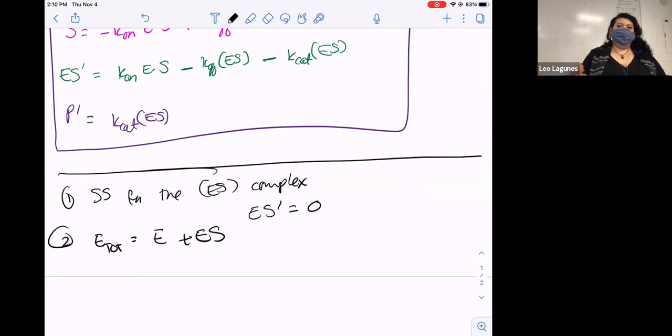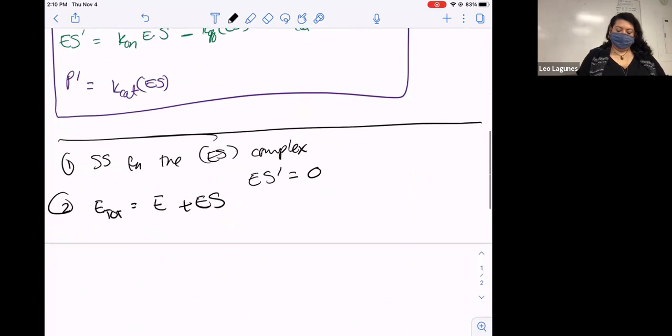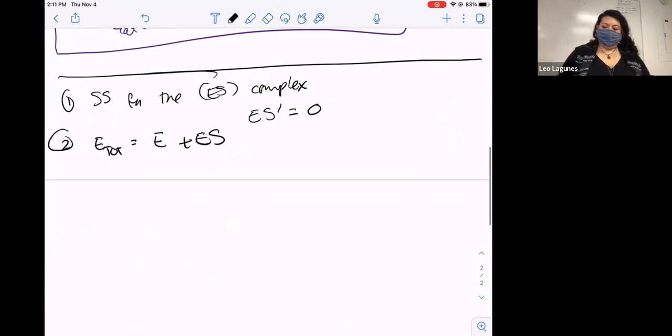Whether it's free with the product or free with the substrate, no matter what happens, either the enzyme is free or it's not. And if it's not, then it's in this complex. So those are the two big assumptions we're going to make, and we're going to use these assumptions to derive the Michaelis-Menten equations.